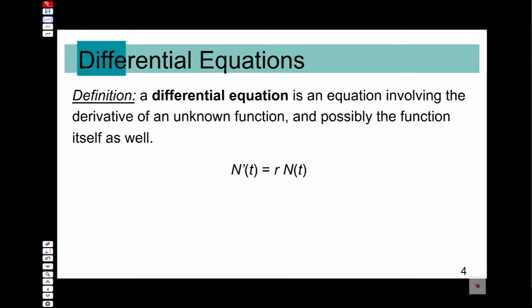Now this equation, n prime equals r times n, is called a differential equation. And the definition of a differential equation is given here. A differential equation is simply an equation involving the derivative of an unknown function and possibly the function itself as well. So for example, in this instance, the unknown function is n, and this equation involves the derivative of n on the left-hand side, n prime, as well as the function itself, n of t, on the right-hand side.